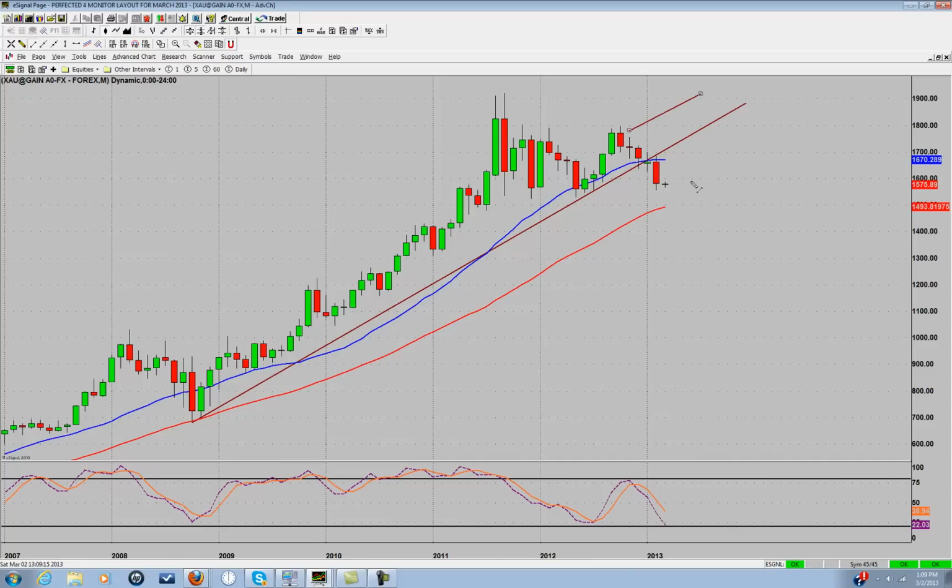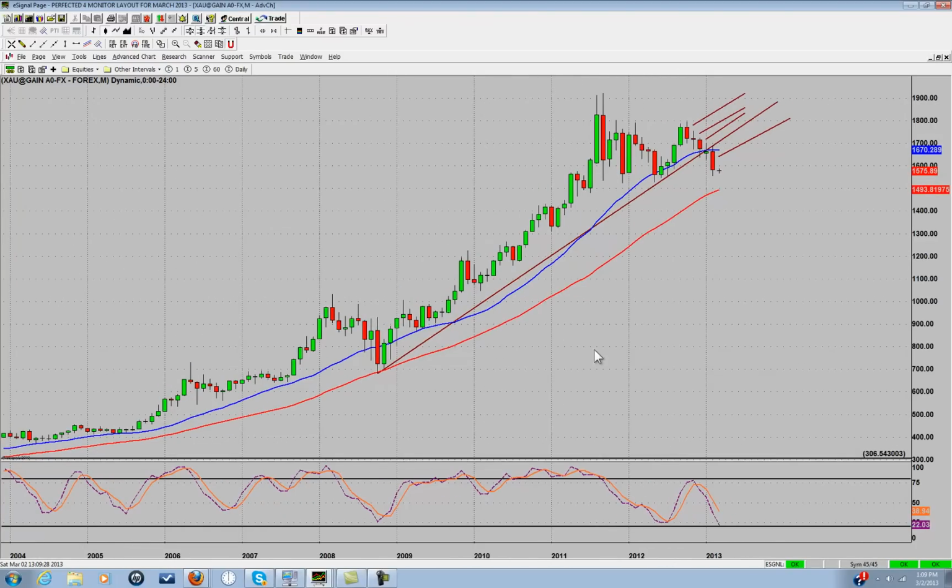Everything is red. Hi, I'm a monthly sell bar. Hello, I'm a monthly sell continuation. Hi, I'm a monthly pause bar. I'm another monthly sell bar. Ouch. Okay, please be with me on this one. This is really scary. And I love gold.